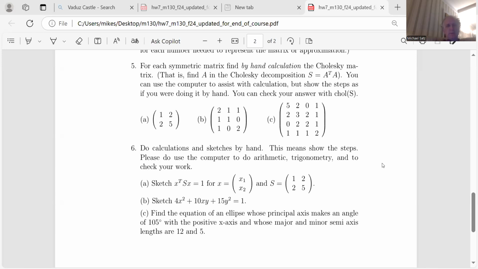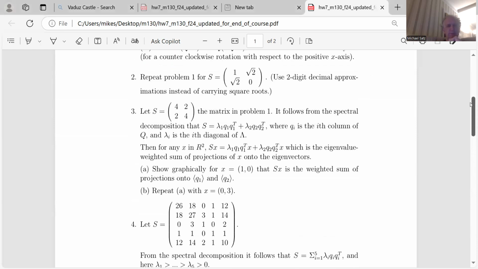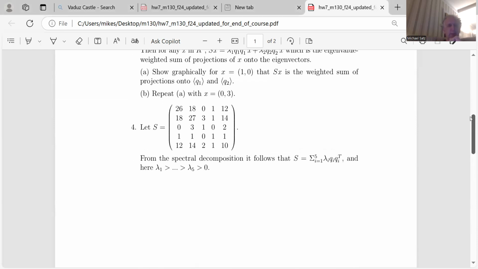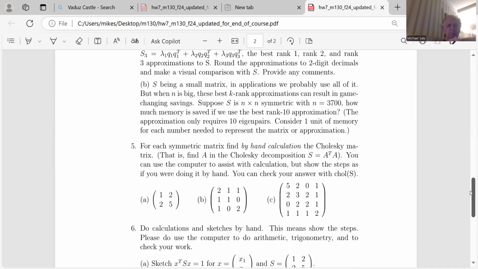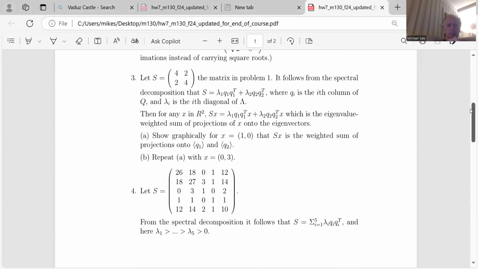In part one, we talked about the spectral decomposition, just how to think of multiplying by a symmetric matrix as three multiplications: a rotation, a stretch, and a rotation back. Now we're going to look at these best k-rank approximations to a symmetric matrix, as in problem 4, and we'll also do a Cholesky decomposition as in problem 5. That's part 2. So just these two things.